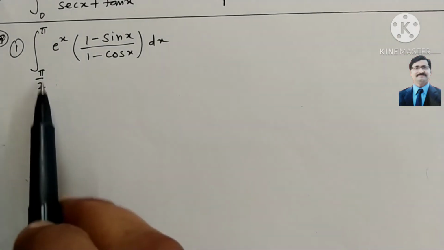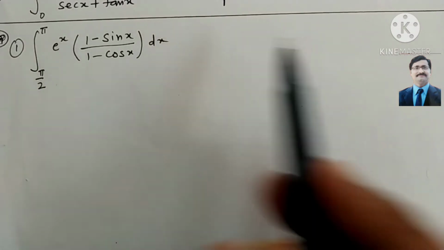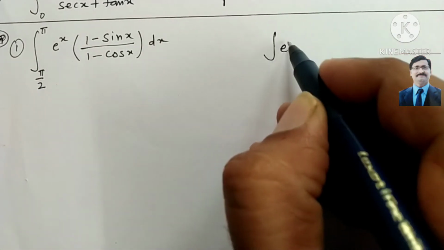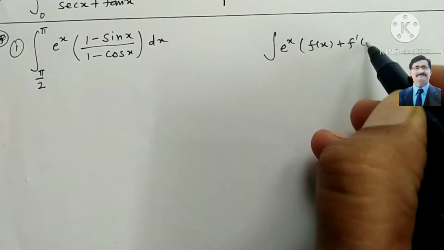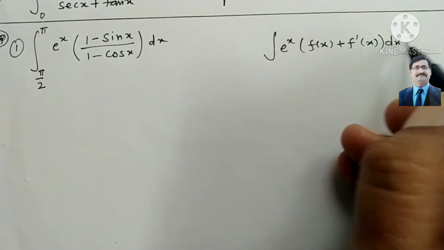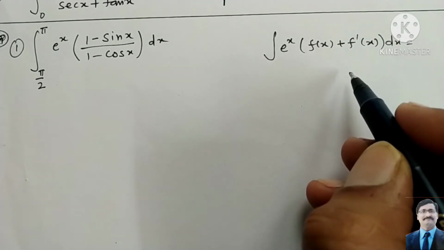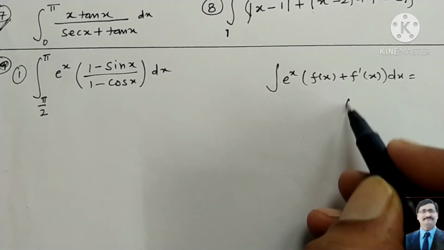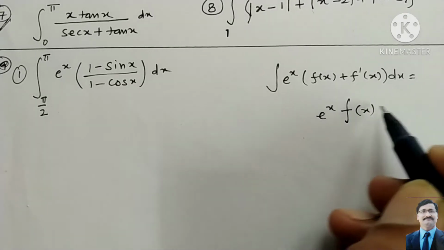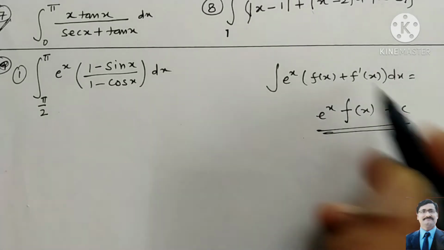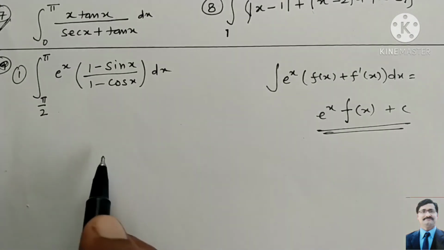Now we will start this first question. Here e power x means we can use the formula: integral of e power x (fx plus f dash x) dx is equal to, we all know, e power x fx plus c. This formula we already know, so we can use it here.